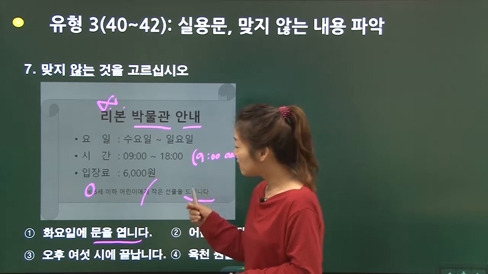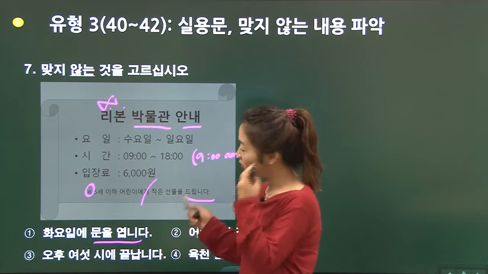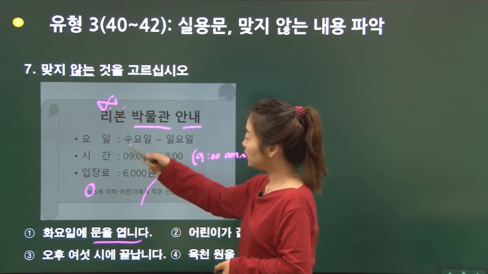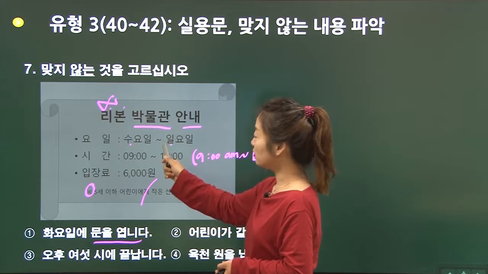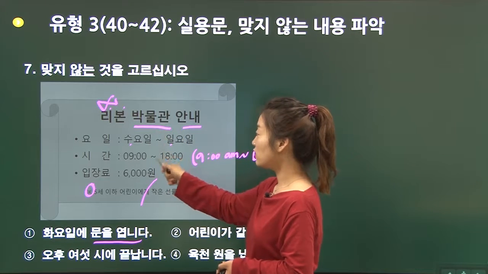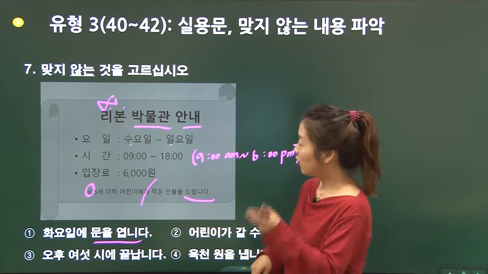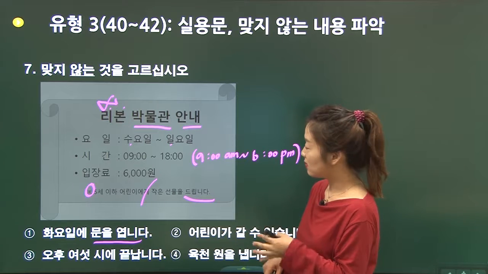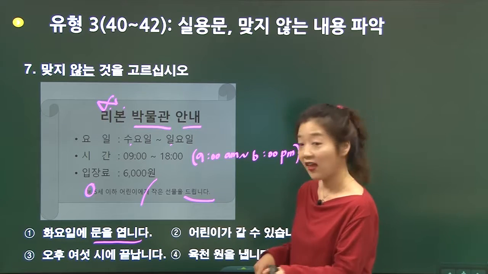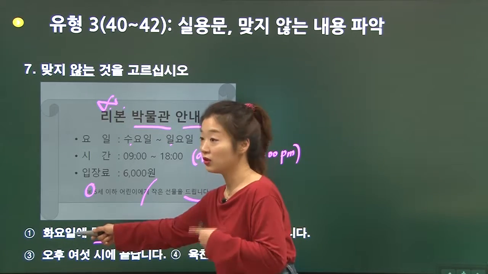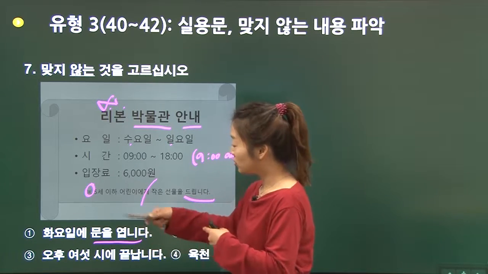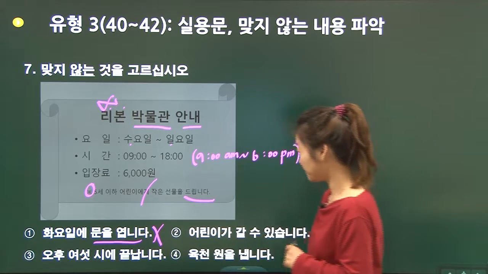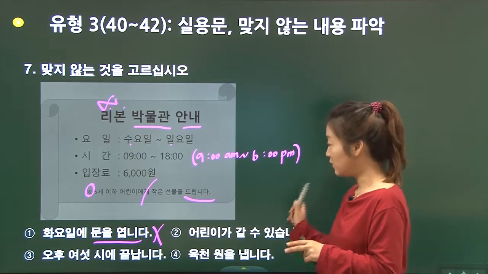So does this museum open on Tuesday? Look at here. From 수요일 to 일요일. From Wednesday to Sunday. So this museum does not open on Monday and Tuesday. 화요일 is Tuesday. So on Tuesday, this museum is not open, right? It's not correct. Number 2, 어린이가 갈 수 있습니다.